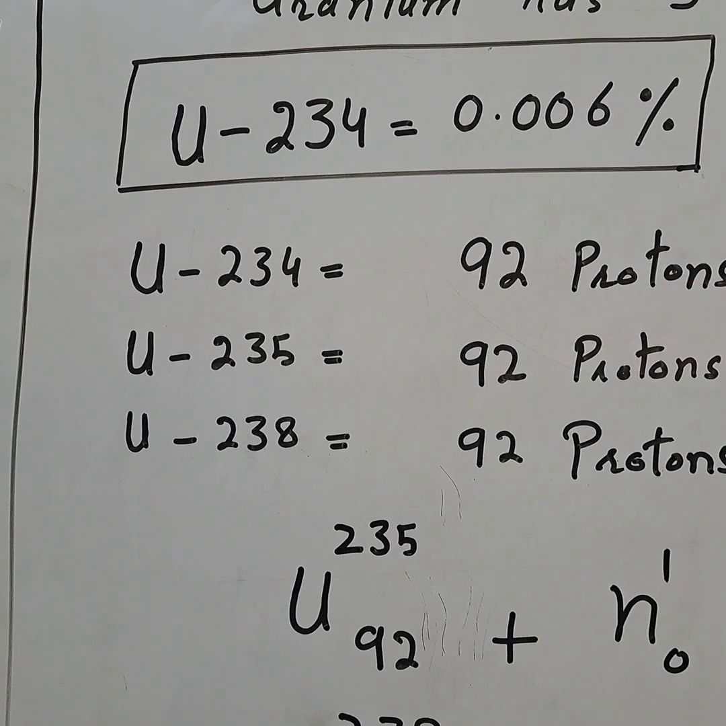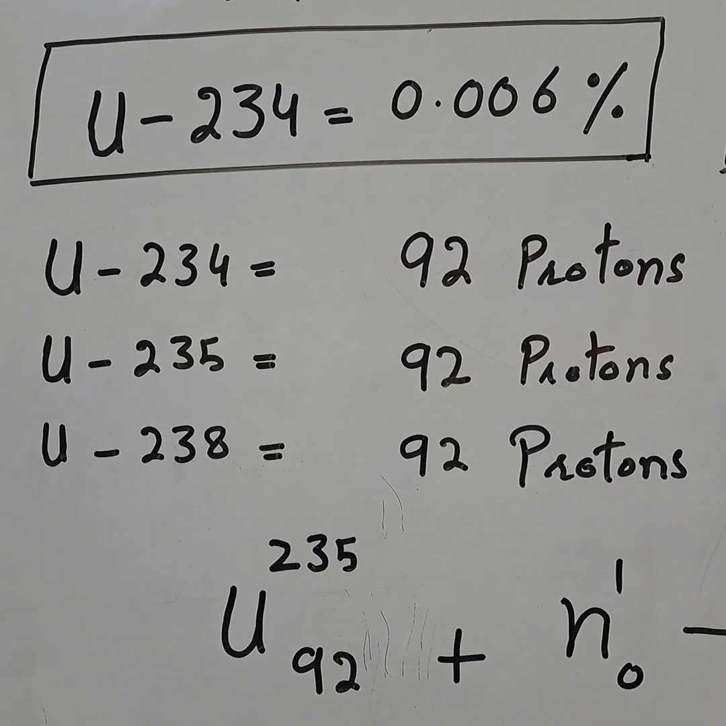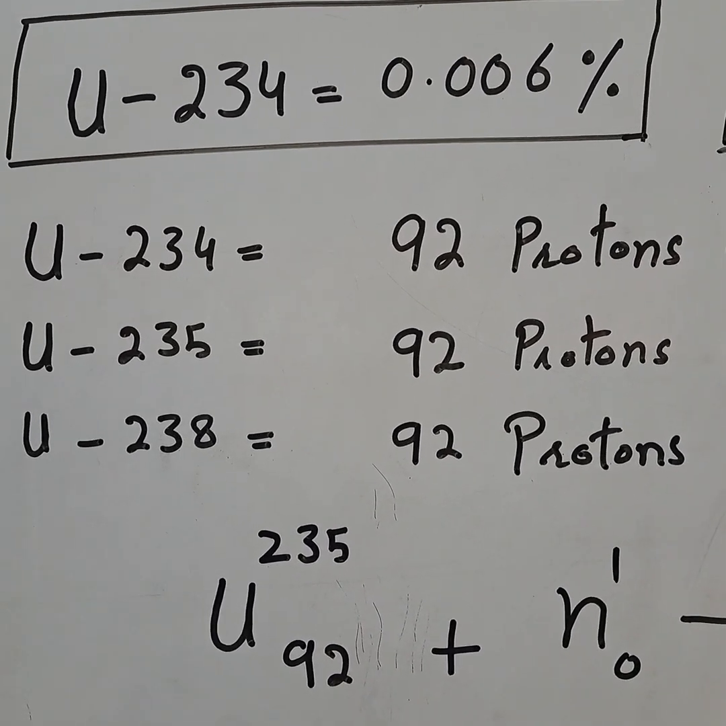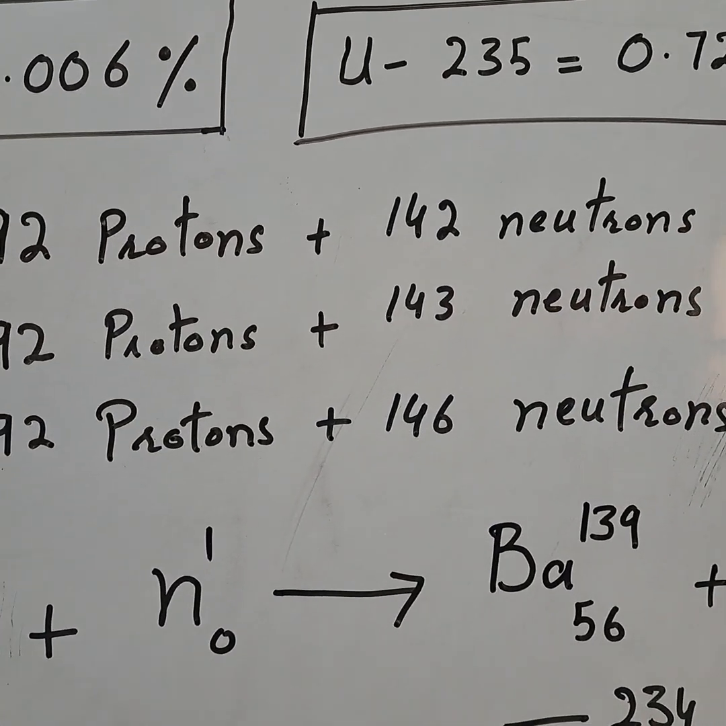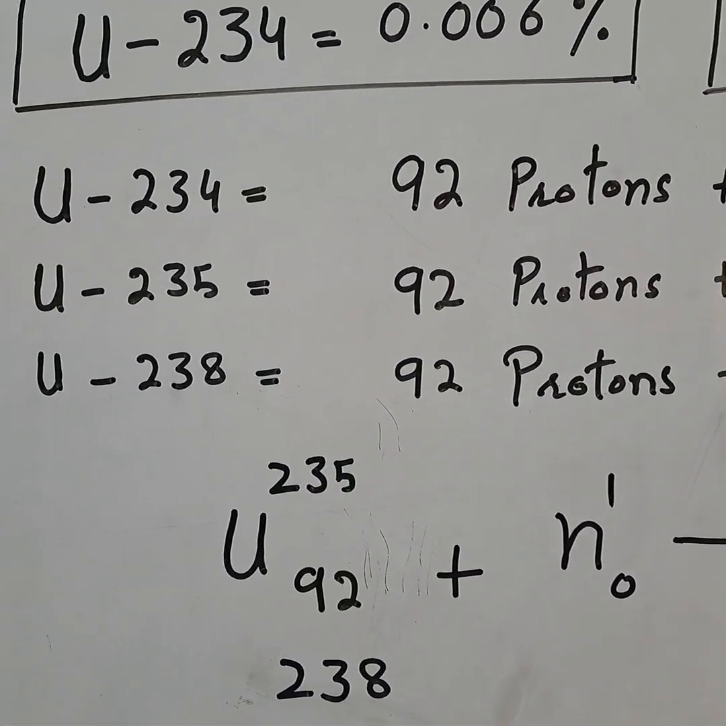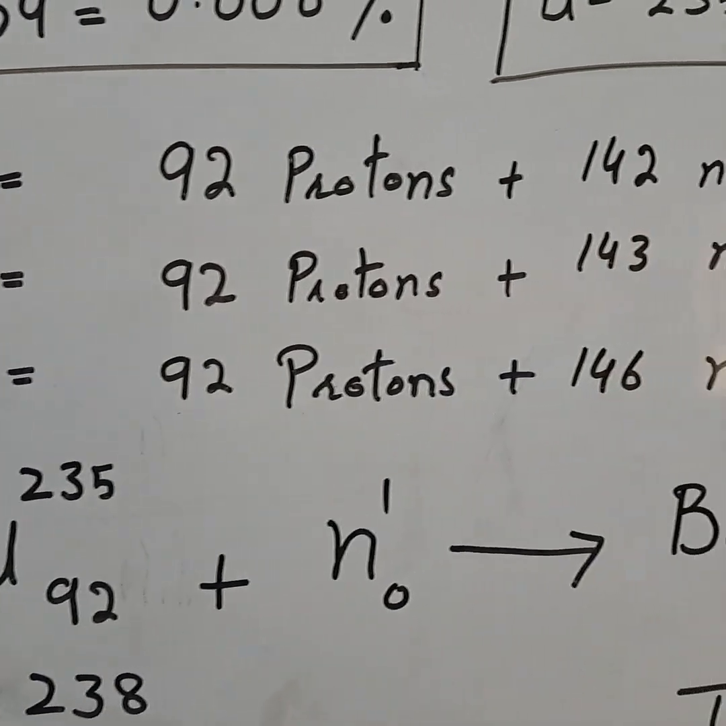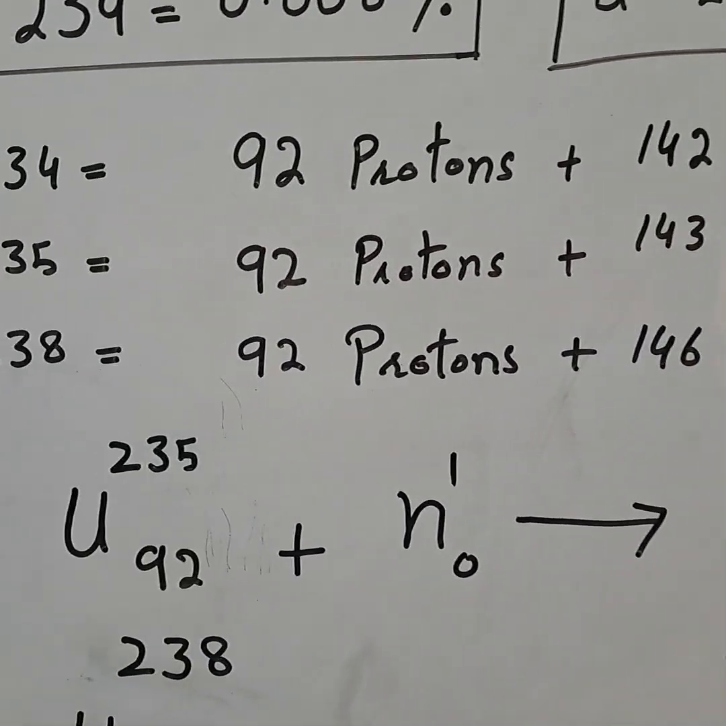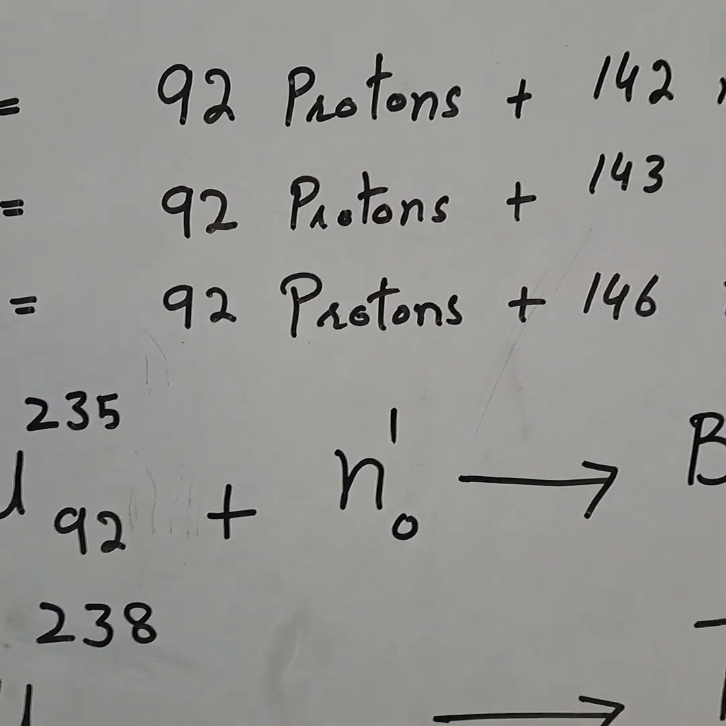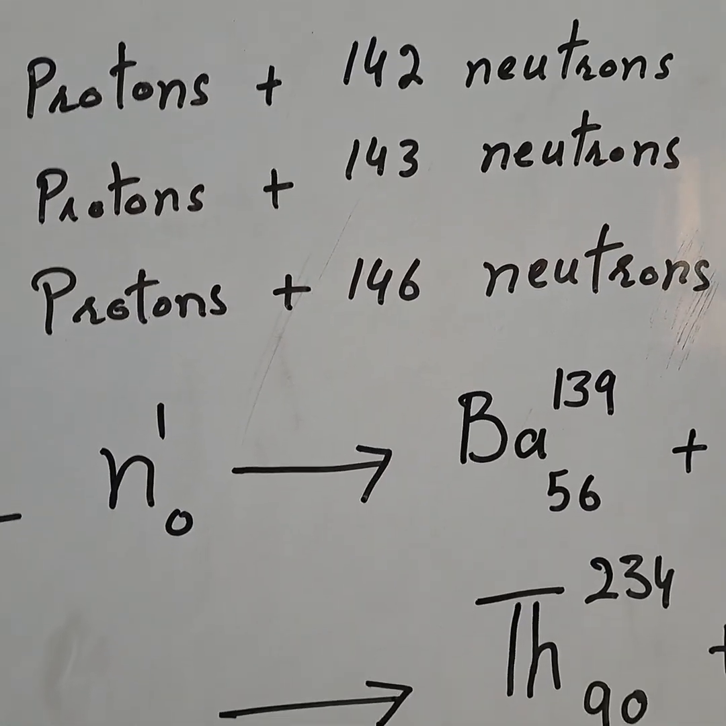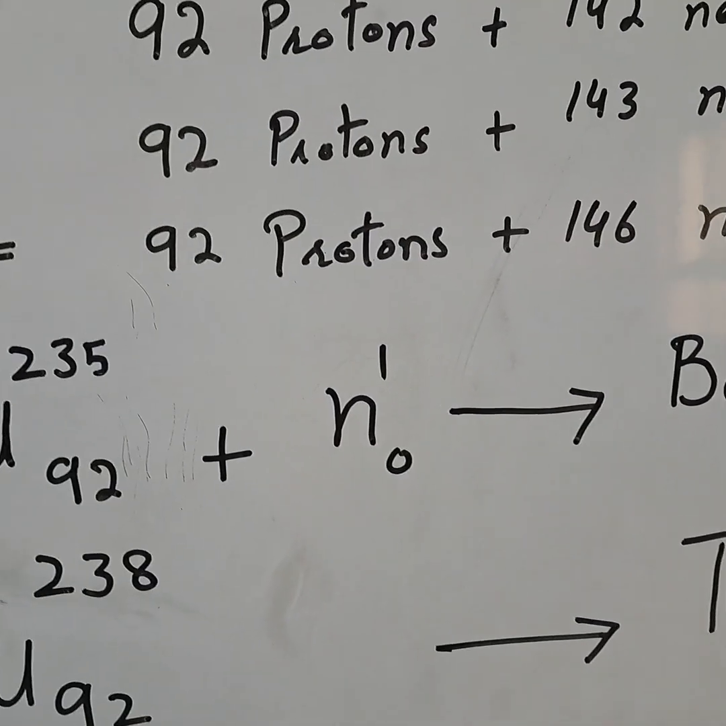If we see the different isotopes of uranium, uranium 234 contains 92 protons and 142 neutrons. Uranium 235 has 92 protons and 143 neutrons. While in uranium 238, 92 protons are present and 146 neutrons are present.